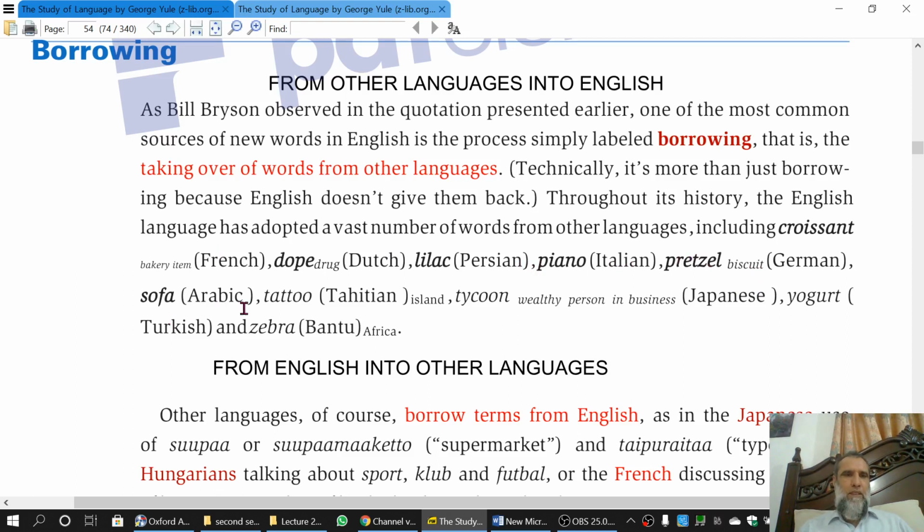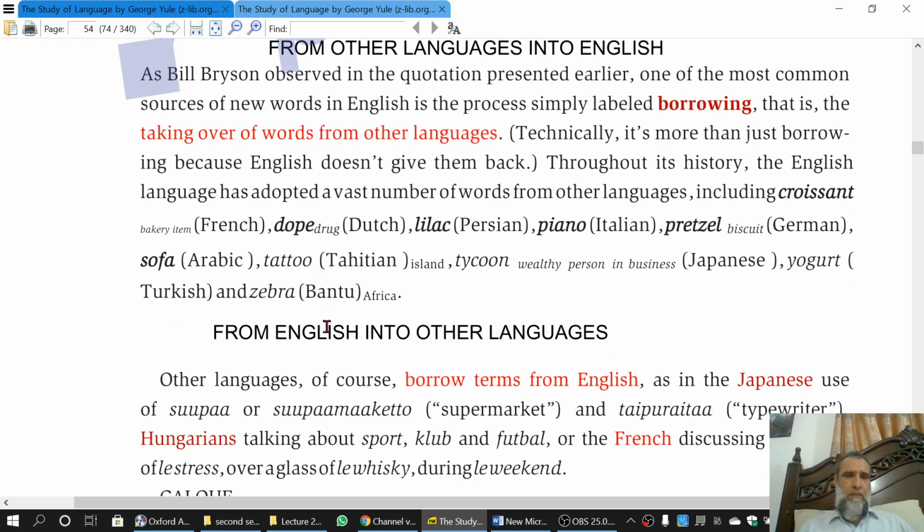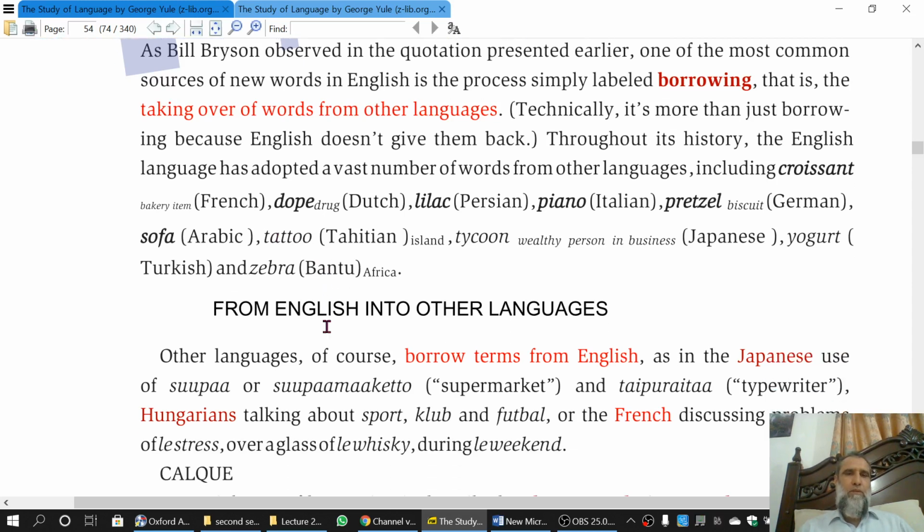Sofa is from Arabic. Now this might look quite strange to you, that the word sofa is borrowed from Arabic. If you have heard the name Ashab-e-Suffa, it is from that Suffa that the word has been derived. Taboo is from a Tahitian language. Tahiti is the name of an island. Tycoon, which means a wealthy person in business, is borrowed from Japanese. Yogurt is from Turkish, and zebra is from Bantu. It is an African place.